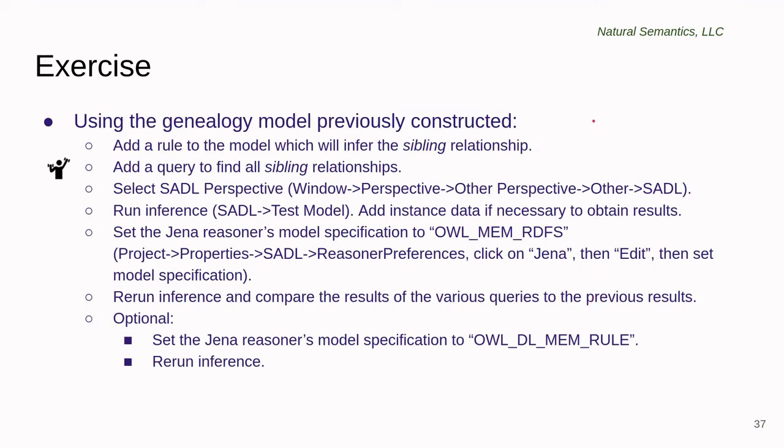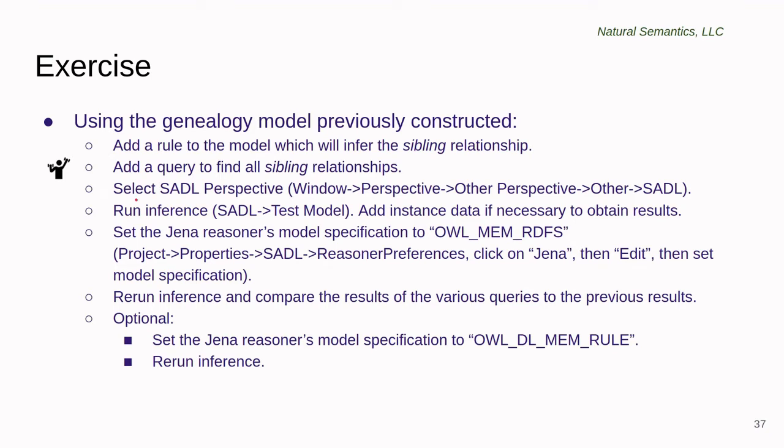So that brings us to an exercise using the genealogy model previously constructed with the instance data. In the genealogy model, that is the meta model, add a rule to the model which will infer the sibling relationship. Then add a query, and you'll probably want to add this query to your instance data so that it will have access to all of the instance data. Add a query to find all sibling relationships.